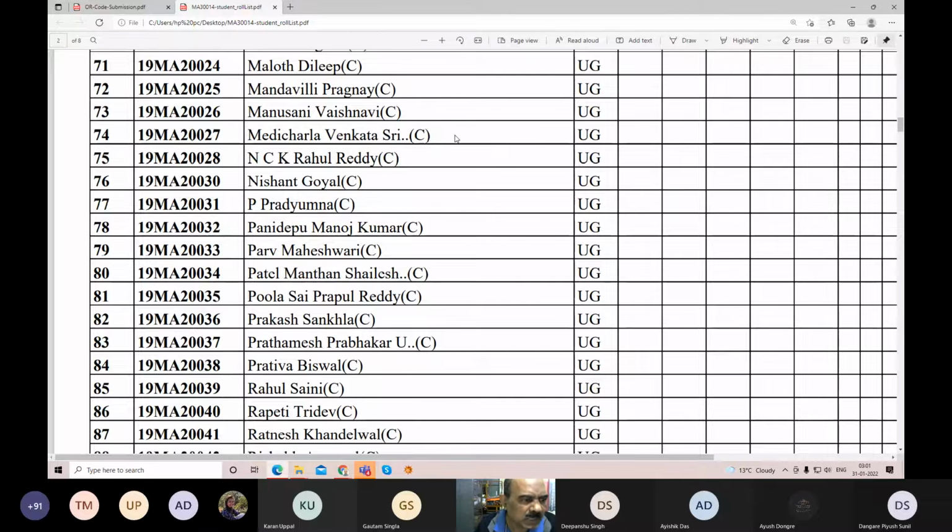71, 72, 73, 74, 75. Manda Dilip, Manushani, Vaishnavi. Sir, I'm here, sir. 72 is here. Okay. Venkat, Rahul Reddy. Sir, 74 is here, sir. Rahul Reddy there? Yes, sir. Okay. 74. And who else? Venkat. And who else? Anybody?